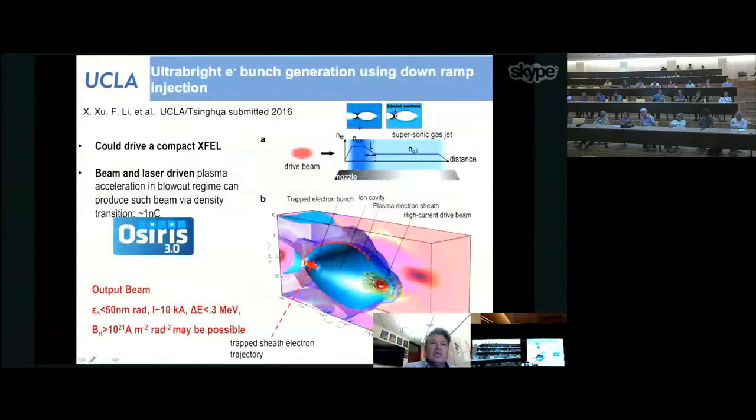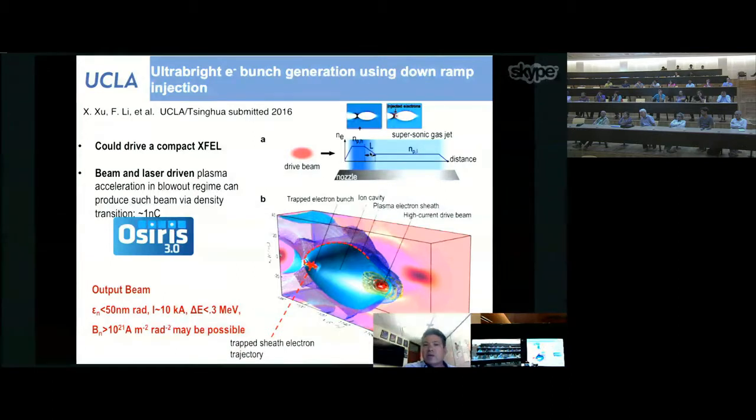Another is what we call down ramp injection. When the laser or particle beam moves down the density gradient, the wavelength of the wake expands, but the driver is moving forward at the speed of light. Therefore, this point moves backwards with respect to something moving at the speed of light. So this point is slowing down, which makes it easier to trap particles because you're making the phase velocity substantially lower.